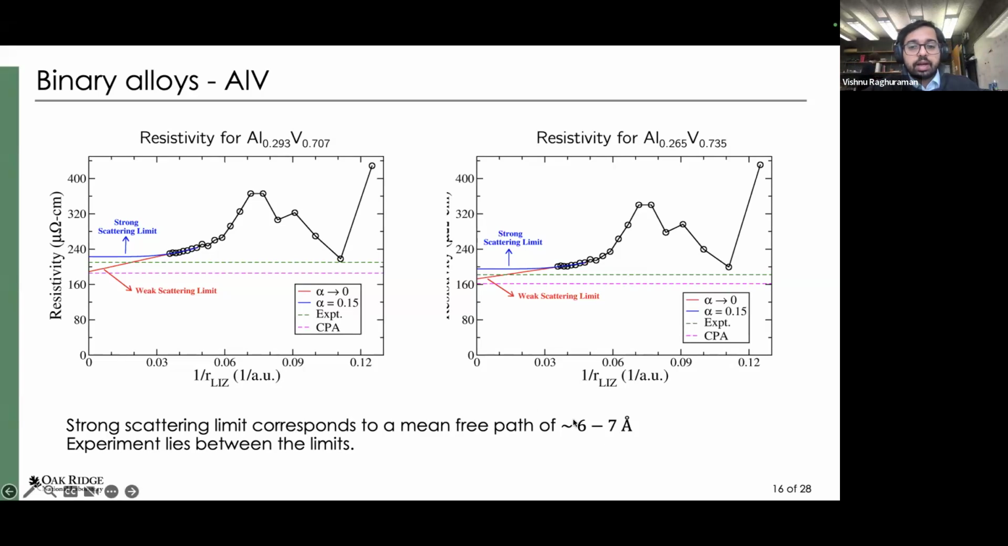So we recognize that as a mean free path of 6 to 7, which is a very small mean free path. And so now if you plot that, you will get a strong scattering limit. So this should be your upper and lower bounds. So your actual alpha resistivity should be between these two. And when we plotted these two and we plotted the experimental value, we found that the experimental value actually lies between these two.